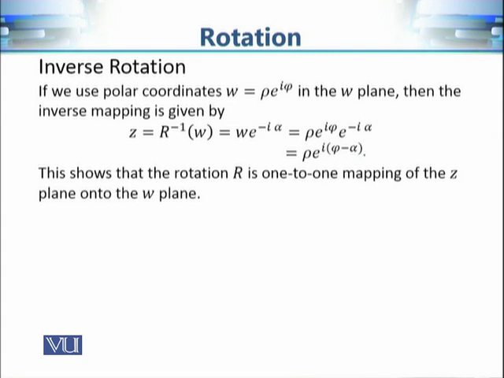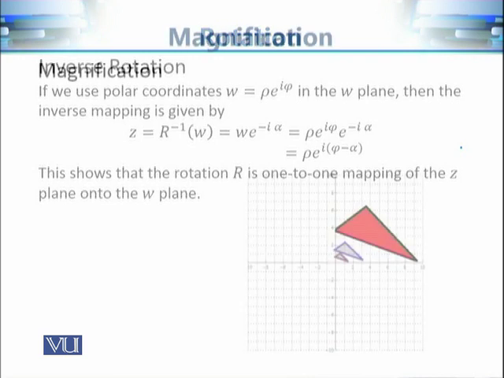So precisely we have the following description. This is R inverse of W, which is equal to W e raised to power minus iota alpha. So at the end we have rho e raised to power iota (phi minus alpha), and this is a one-to-one and onto mapping on the entire complex plane.